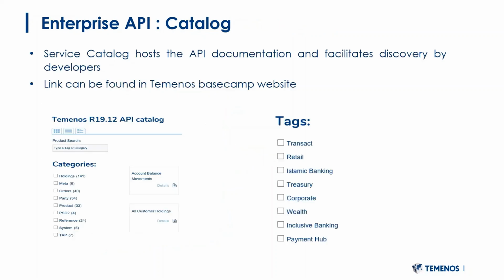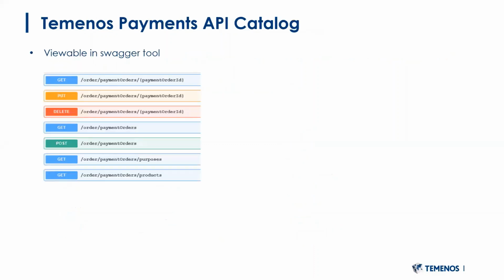All the enterprise APIs are actually cataloged in our catalog, in our site, so you can go through that. And there's a link available in the Temenos Base Camp website to go to the catalog. You can search using categories, which you see on the left, such as holdings, orders, party, product, or as tags. So if you want just payments, then you can click Payments Hub, and it'll show all the payments related APIs. They're displayed in the Swagger tool, so that's very standard. You will see something like this.